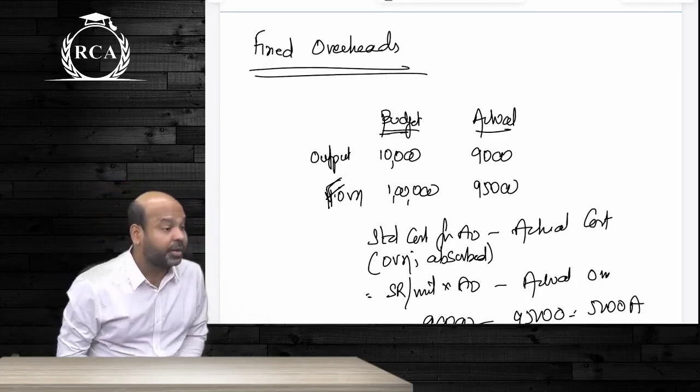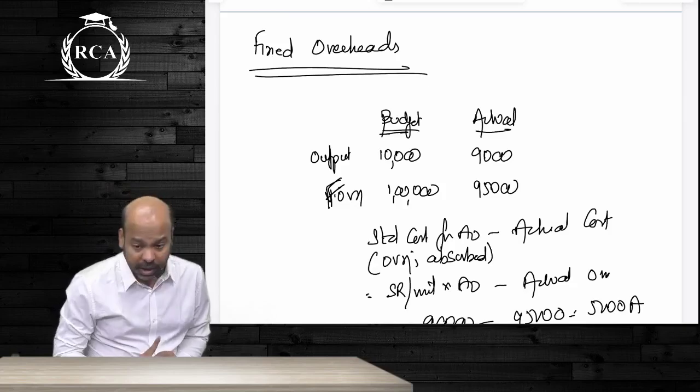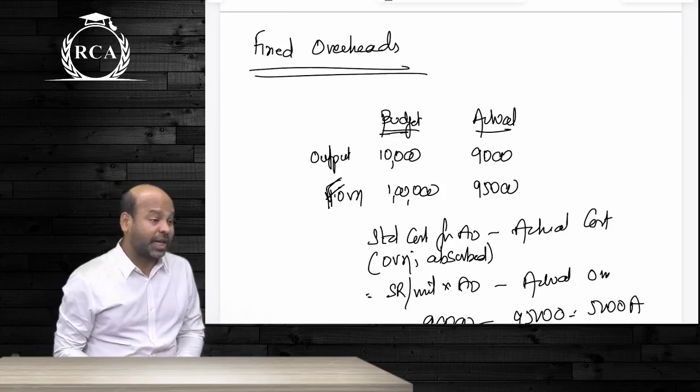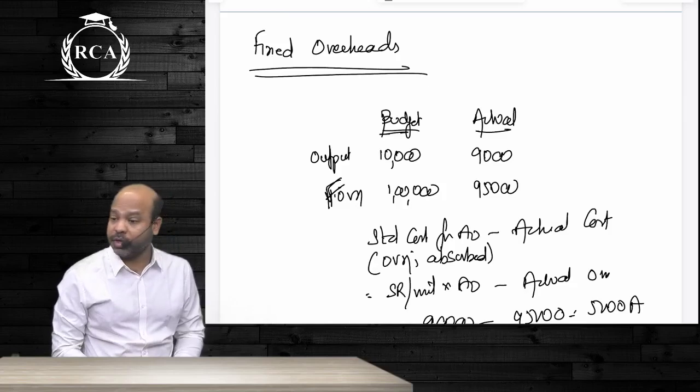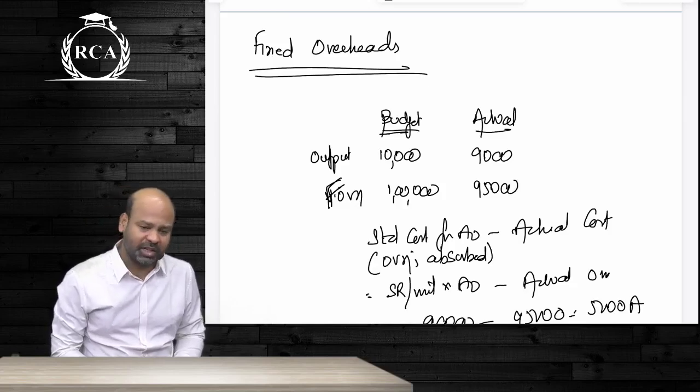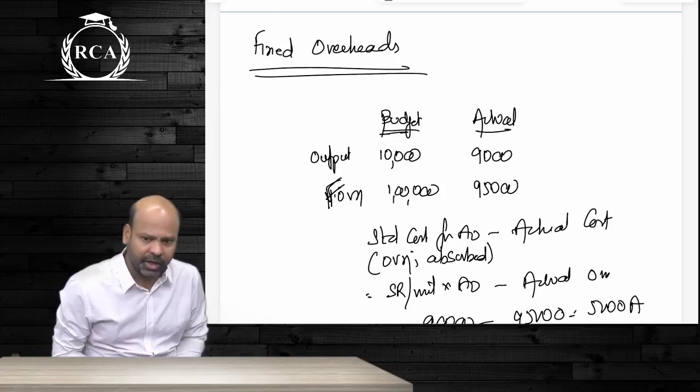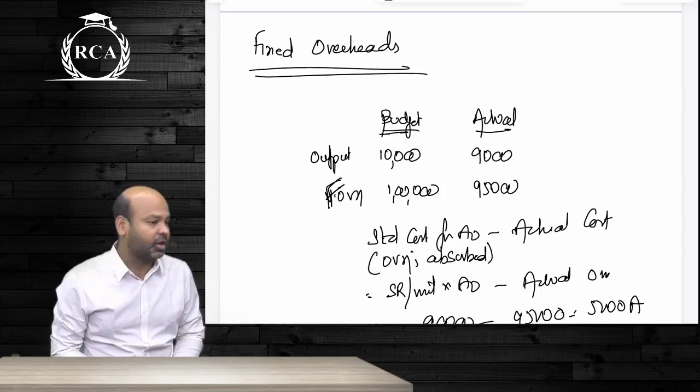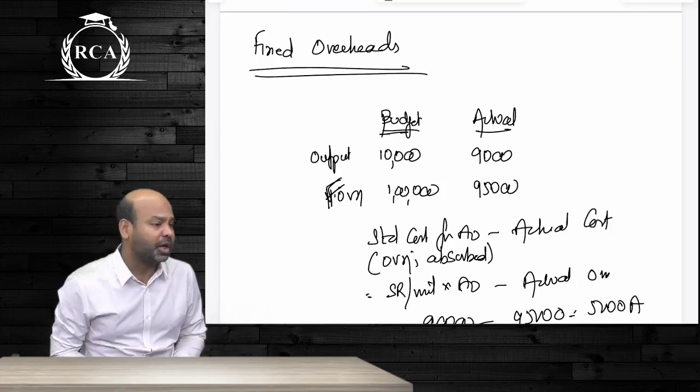The difference being, there overheads absorbed were all based on actual activities. Here I said that overheads absorbed should always be based on standards. You will either write standard rate per hour into standard hours for actual output, or standard rate per unit into actual output.